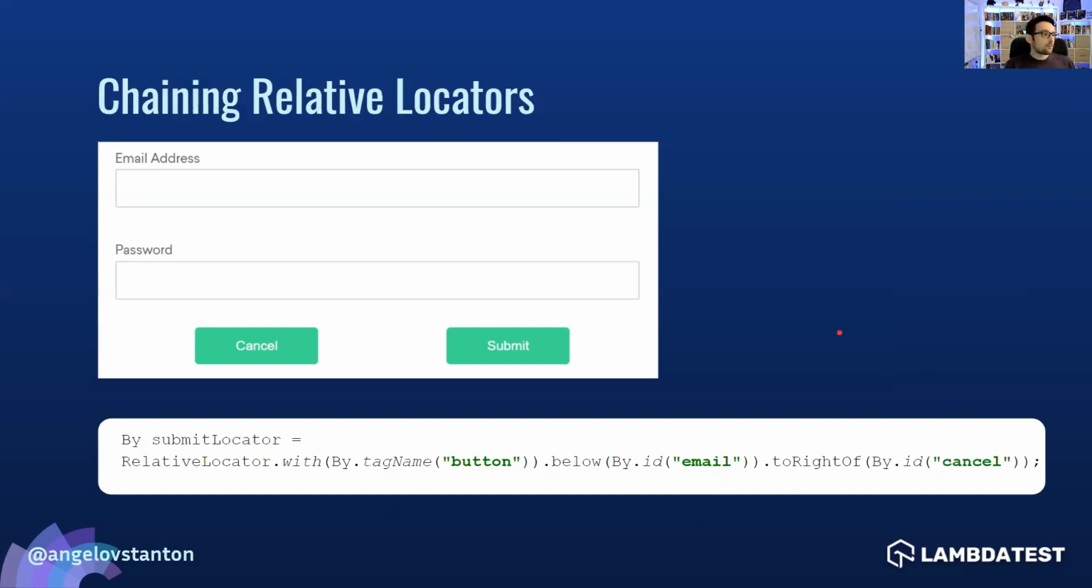And lastly, as I said, you can chain relative locators. So you can say with by tag name button below an email to the right of the cancel. This is totally legit to use, but be careful. It can quite easily become really verbose. And as we will discuss later on in this module, many times I actually prefer to use XPath instead of this long chaining of relative locators.